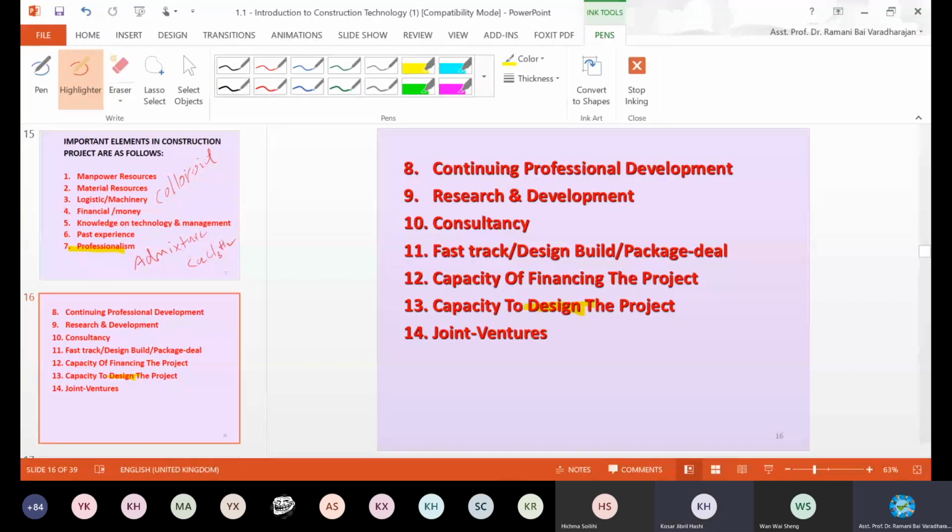When you come to the superstructure element, you should know the size of the beam, the depth of the beam, the width of the beam, column, slab. These are all called design, isn't it? Come on, answer me now. What are the software you're using?